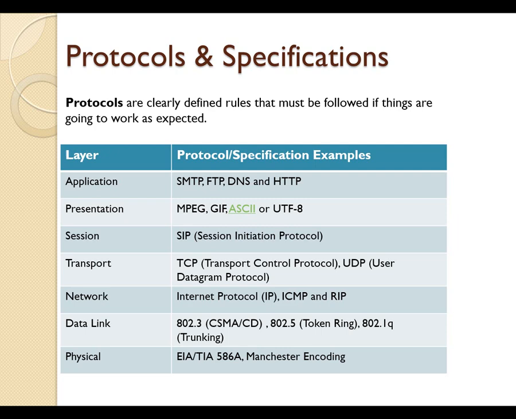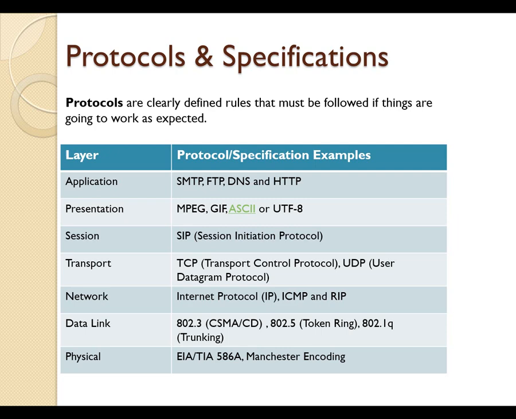At the network layer, you have protocols like IP, Internet Protocol, ICMP, and RIP. RIP is a routing protocol. ICMP is an error messaging system. At layer 4, you have the Transmission Control Protocol, or TCP, and UDP, which is the User Datagram Protocol.